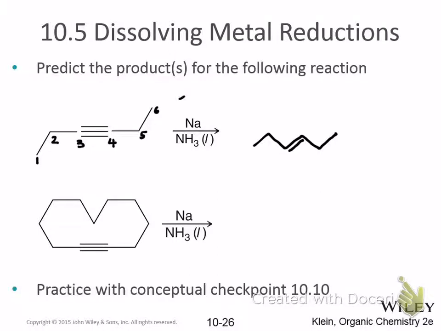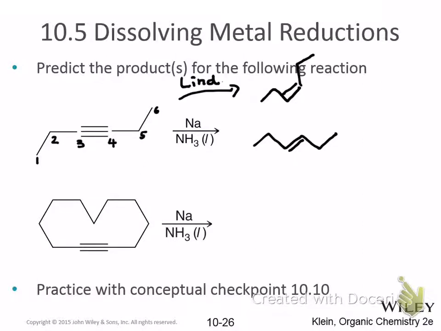If I had done Lindlar's catalyst, then I would have done 1, 2, 3, and then I have to remember the configuration is cis. So these ones are actually harder to draw. 4, 5, and 6, like that, and then you draw the double bond in like that.